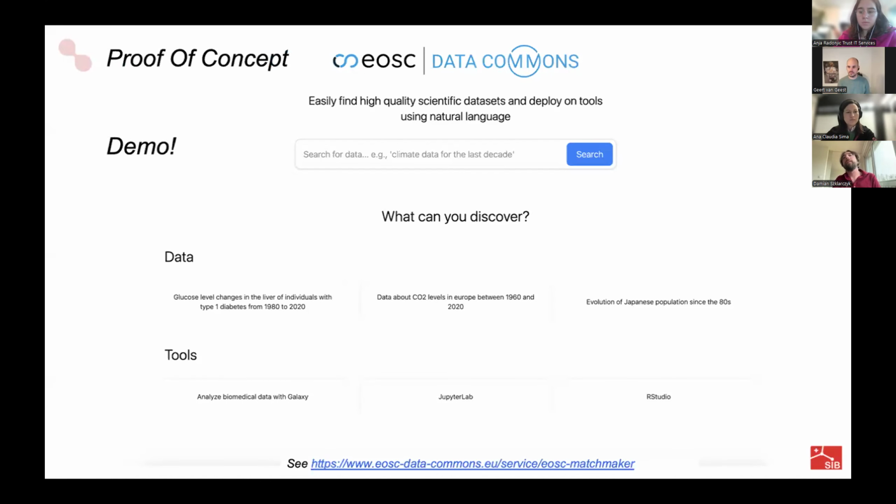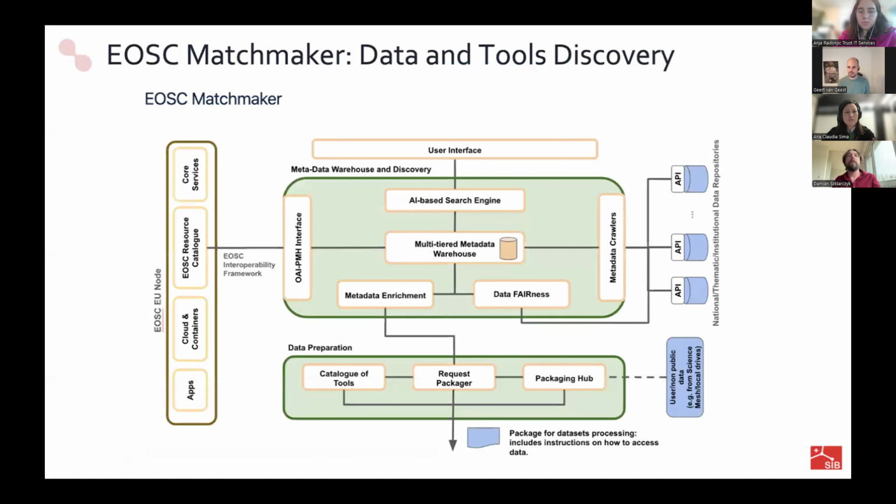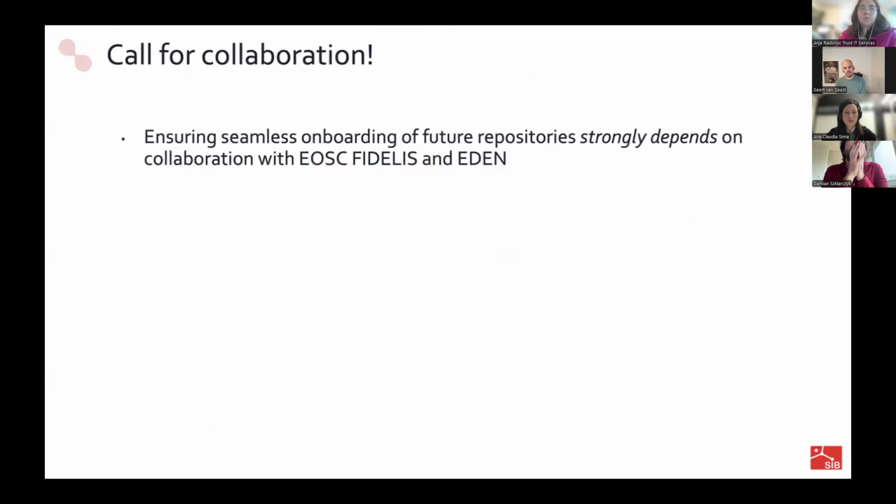So you've seen a demo. How does this work? Well, essentially, we have the repositories. They provide APIs through which metadata crawlers can harvest metadata. This is harmonized and stored into a warehouse, on top of which an AI-based search engine at query time searches for the relevant entries and provides them to the user.